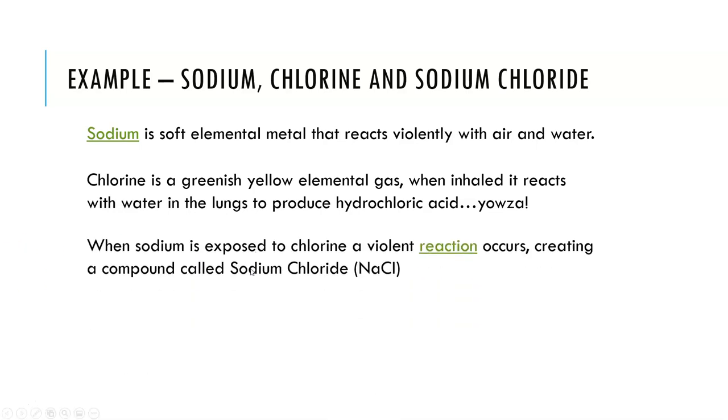Now, when sodium is exposed to chlorine, a really cool and violent chemical reaction occurs. That causes the sodium and chlorine to come together to form a compound. That compound we call sodium chloride. And sodium chloride is table salt. So sodium: an element, a metal that explodes when it touches water. Chlorine: a gas that forms a dangerous acid when it touches water. Sodium chloride is food. Okay?